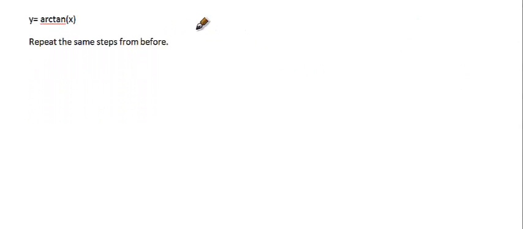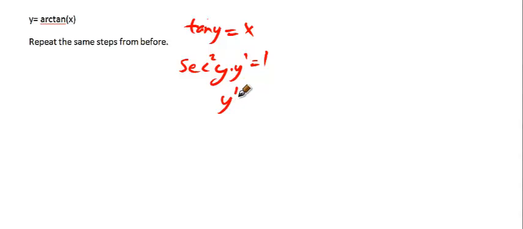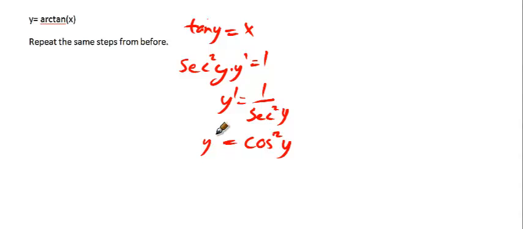Alright, so we're first going to make our tangent of y. We'll take tangent of both sides, so tangent of y equals x. The tangent of arctangent, they're inverses, they cancel out. And then from here, you can take the derivative of both sides. So it's secant squared y times y prime equals 1. So y prime is going to be 1 over secant squared, or cosine squared y. Okay, so that's what y prime is equal to.